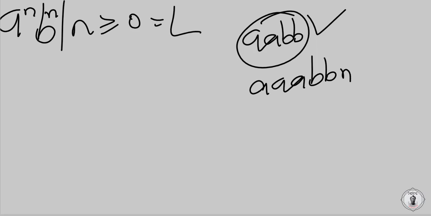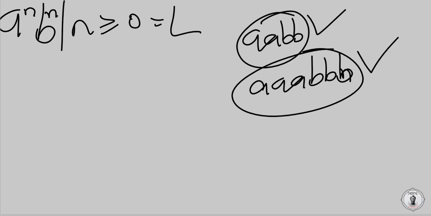Sorry, beg your pardon. A B B B passes this test. And what am I trying to do? The rule says that n and n are the same. I did not say n or b. N and n is the same arbitrary number. So if you have 3 A's, you have to have 3 B's. If you have 0 A's, you have to have 0 B's. If you have 10 A's, you have to have 10 B's following each other.